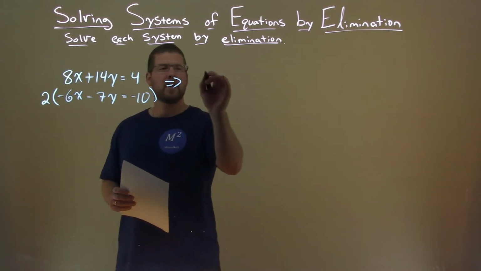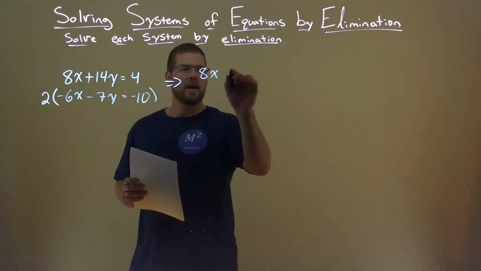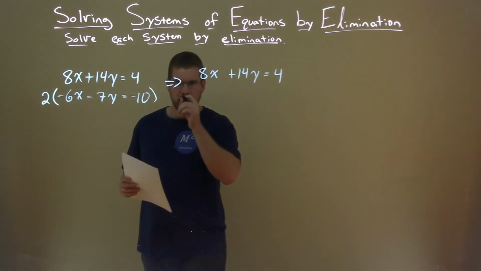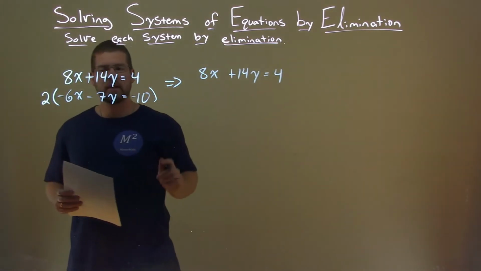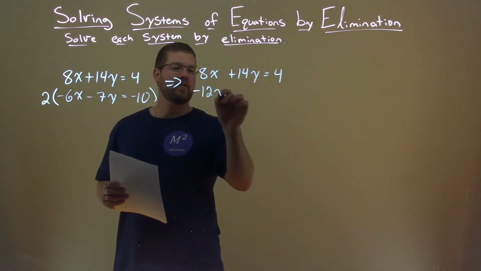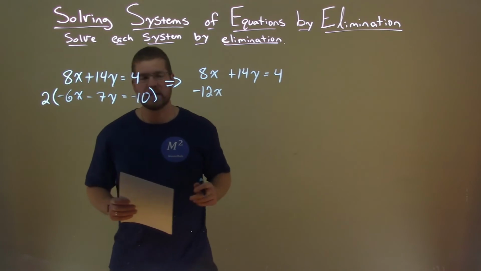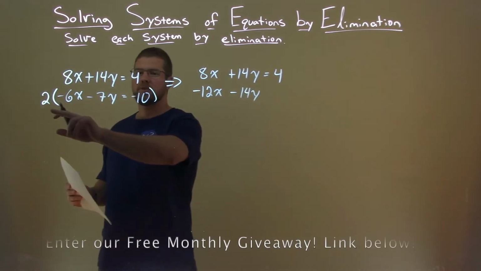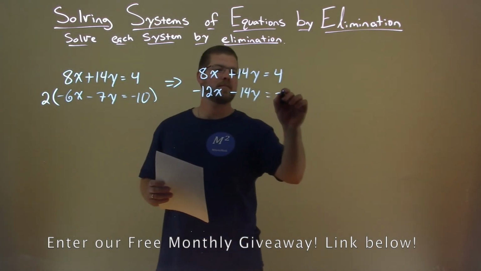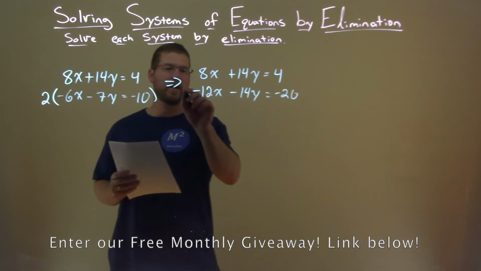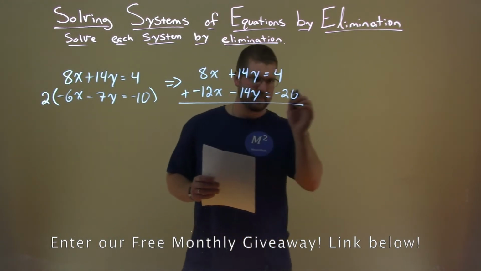So that's our goal. Top equation comes over, 8x plus 14y equals 4. Second equation, multiply that 2 across. 2 times negative 6x is a minus 12x. 2 times a minus 7y is a minus 14y. 2 times a negative 10 is negative 20. Okay? All right, so now we're going to add these two equations together.